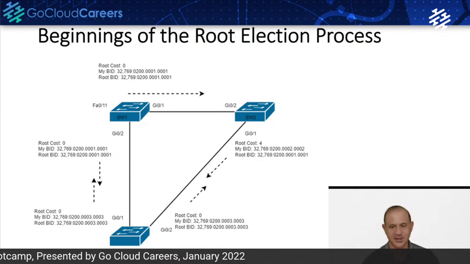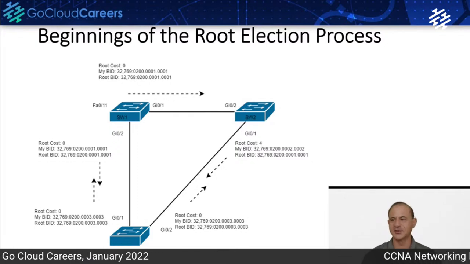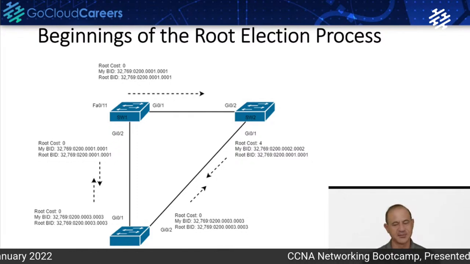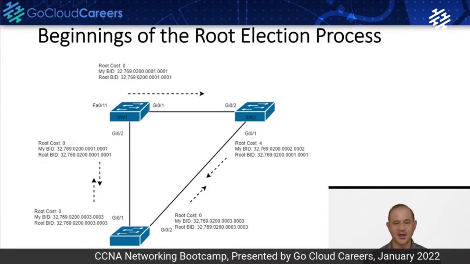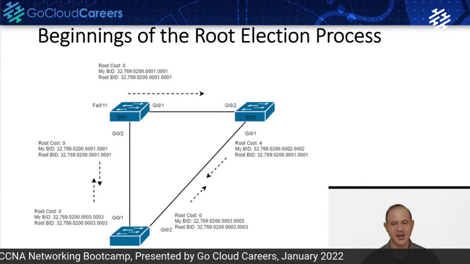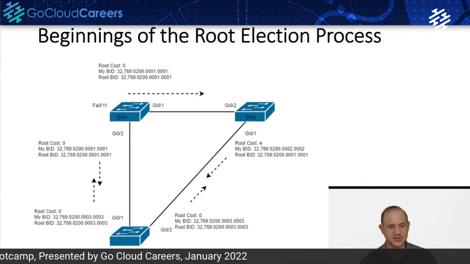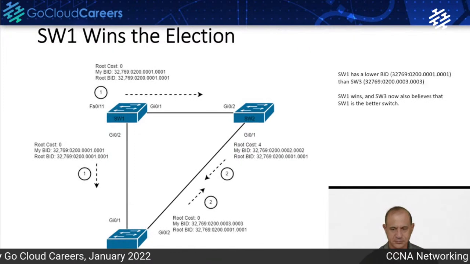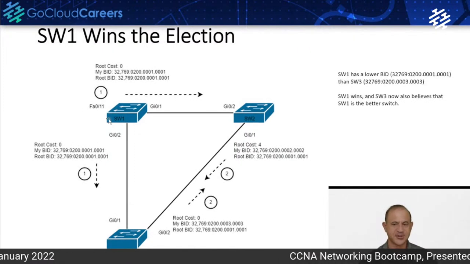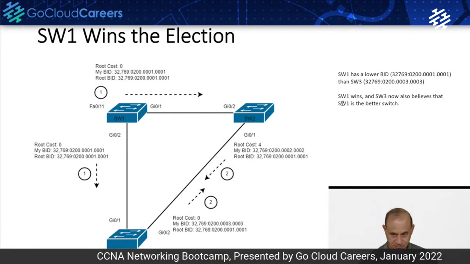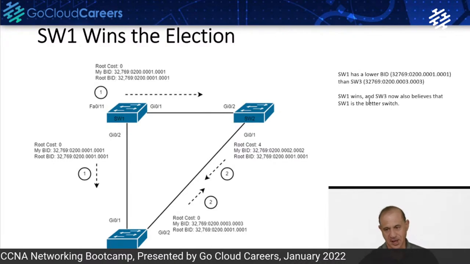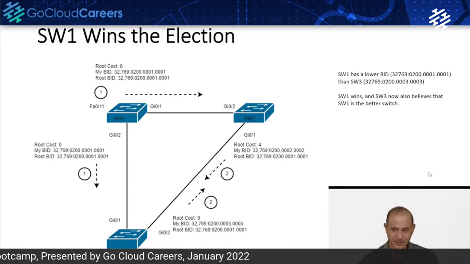Manually pick your switch. Make the one that you want to be root and set the priority of that to the lowest number, and guess what? That becomes the root bridge. So manually do this kind of stuff. Let me give you another example. In this particular situation, Switch One has a lower bridge ID than Switch Three, so Switch One wins. But generally speaking, I don't like to leave things up to chance. I like to be careful with what I do.